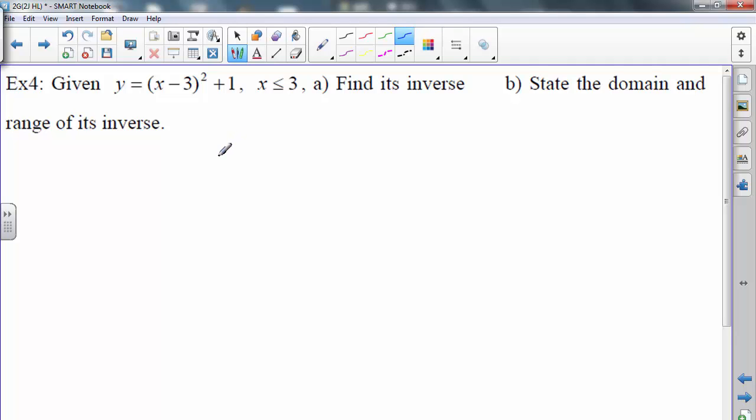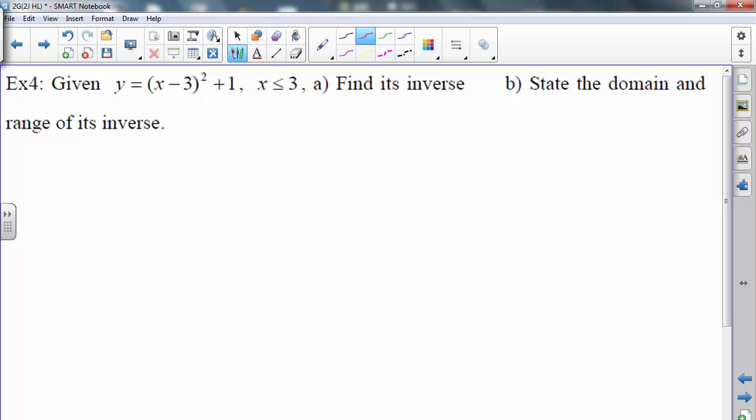So right now, let's look at example 4. If you still remember what we did in example 2, you will realize all the parabolas on the real number system have no inverse.